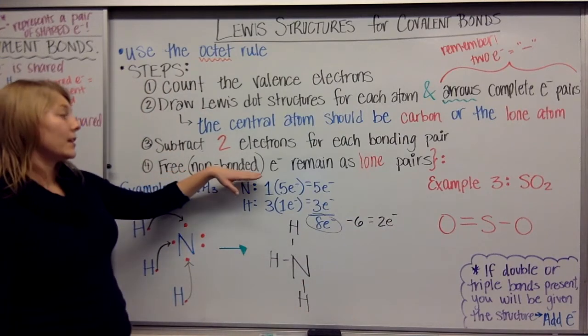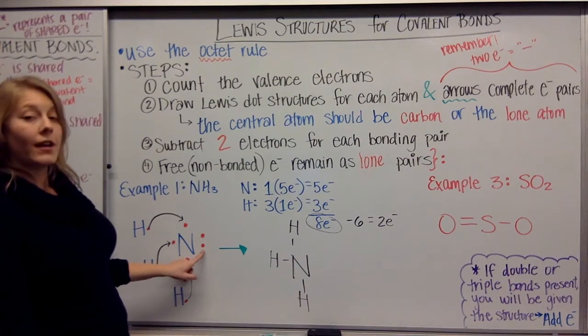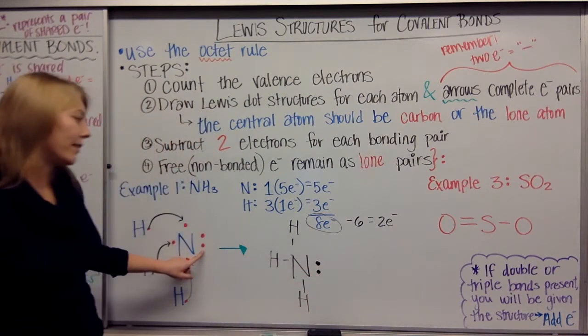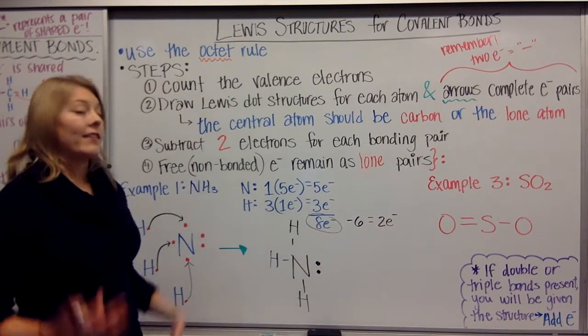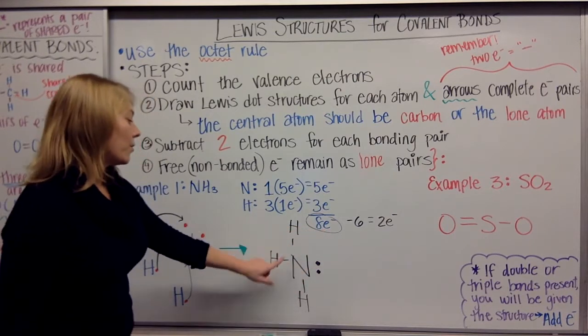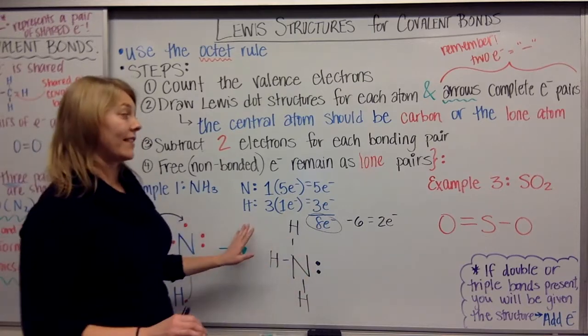So my free, non-bonded electrons remain as lone pairs. These 2 on nitrogen are going to remain as lone pairs. And those are my 2 electrons here. So I want to add up, make sure I have a total of 8 electrons shown. 2, 4, 6, 8. So this valence is satisfied.